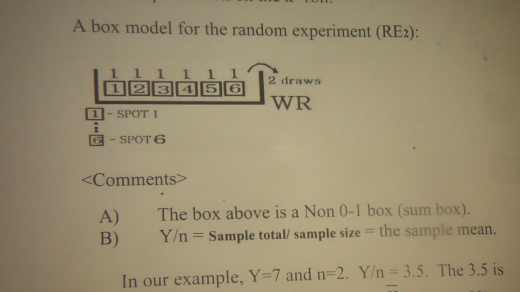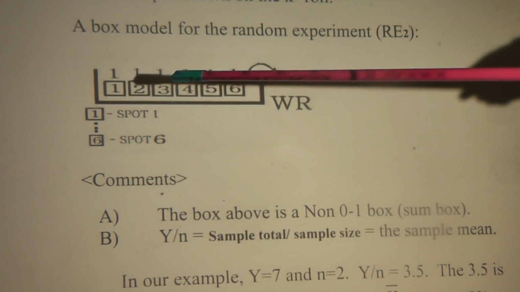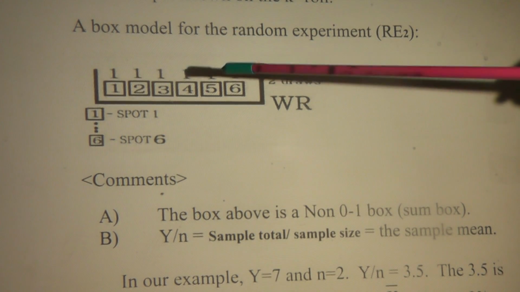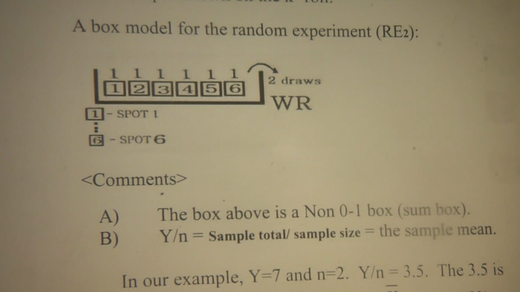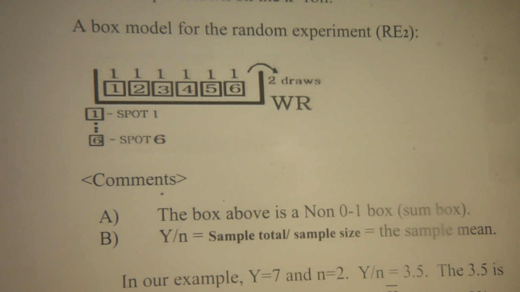Now, first one, what numbers go into the box? We know a die has 6 faces. And on each face, you're going to find spot 1 on one face, spot 2 on another, spot 3, spot 4, spot 5, spot 6, and so forth. Okay? A 6-sided die. So you have 6 different spots, spot 1 to spot 6. So what numbers go into the box? 1 to 6.